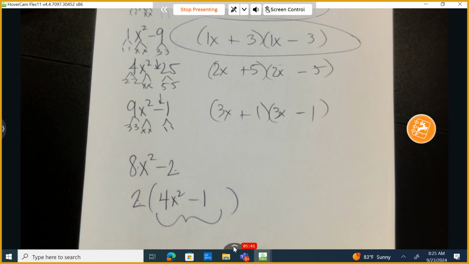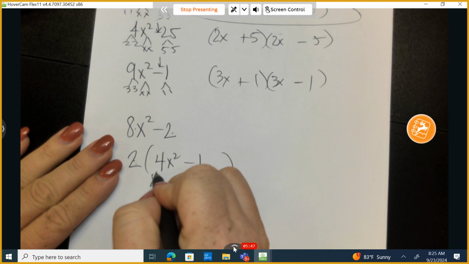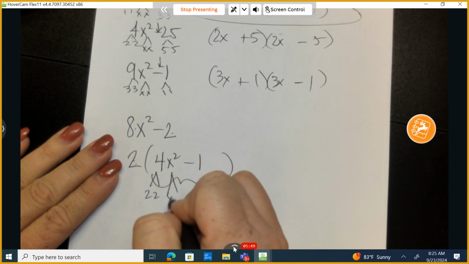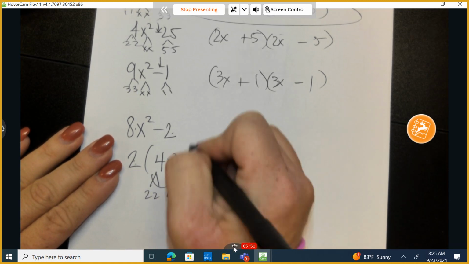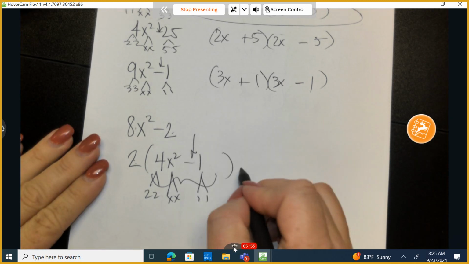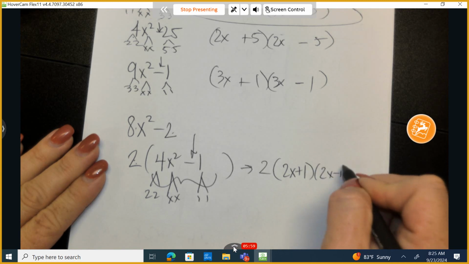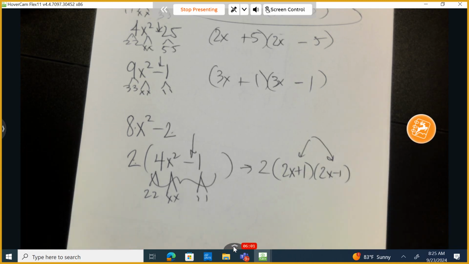Now when I look at this expression inside of the parentheses, I recognize it as being a difference of squares. This breaks into 2 and 2. This breaks into x and x and into 1 and 1. So when I factor this in full, I would have 2x plus 1 and 2x minus 1. It doesn't matter which parenthesis contains the plus and which one contains the subtraction.